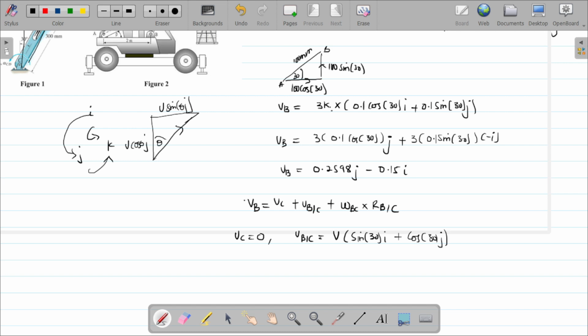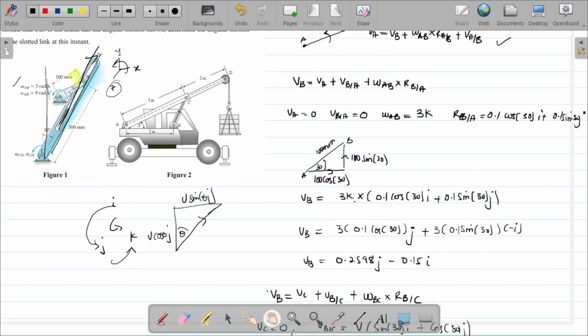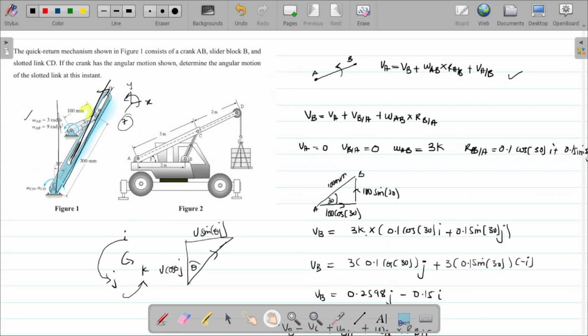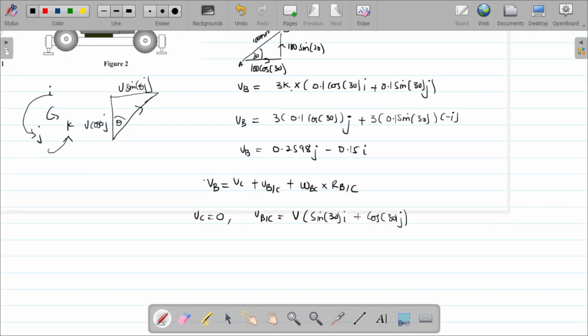What else? The omega BC we don't know, but what we know is that any angular velocity or angular motion is about the k-axis, as I stated earlier. So omega BC should be equal to, let's say, omega k. Yes, this is what we don't know.